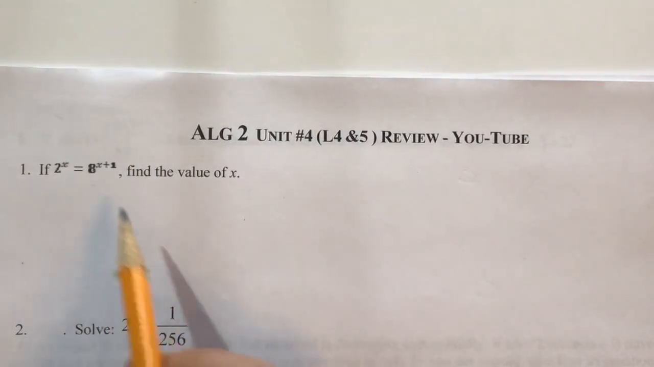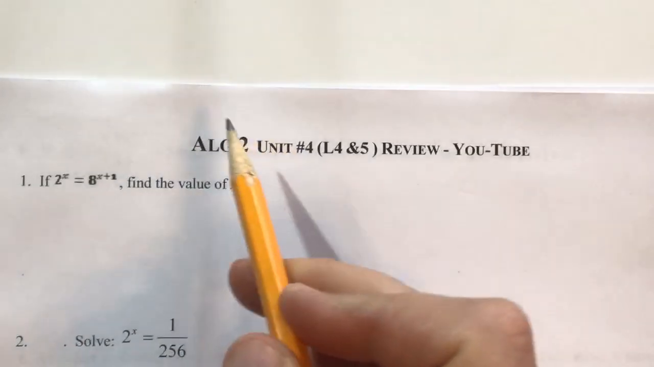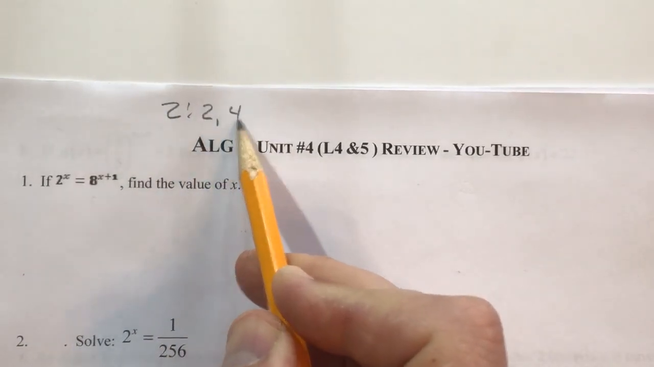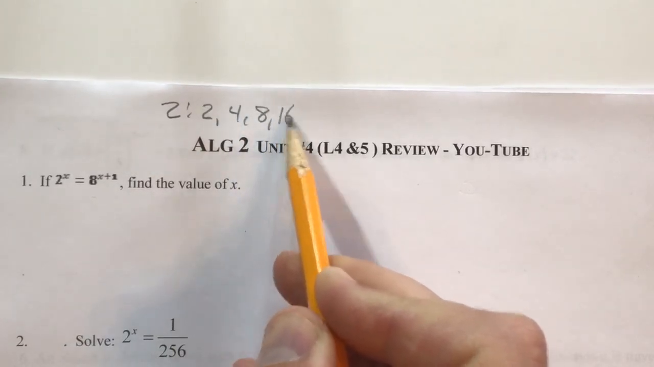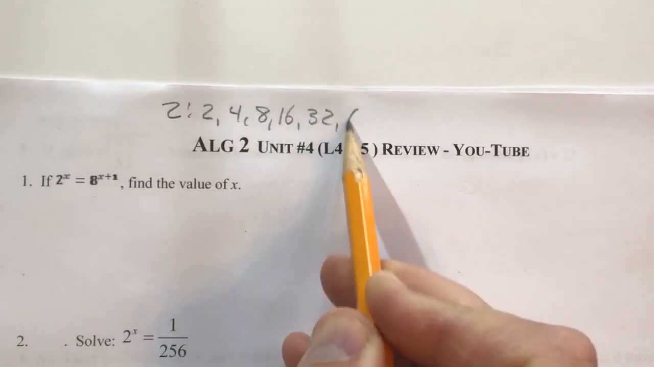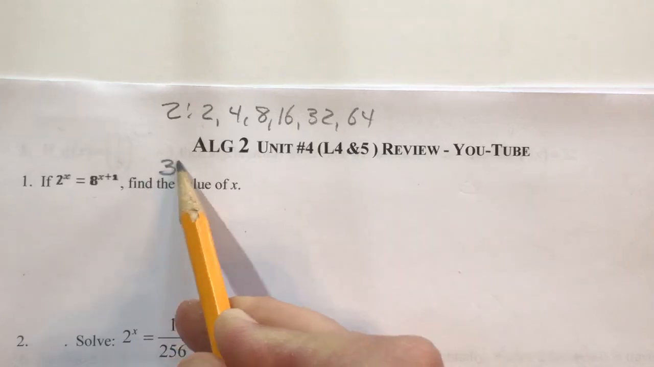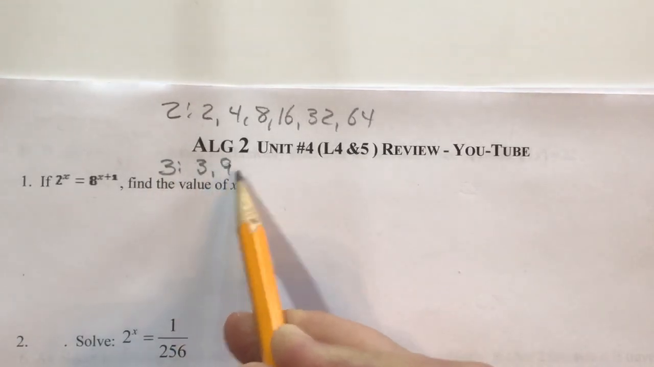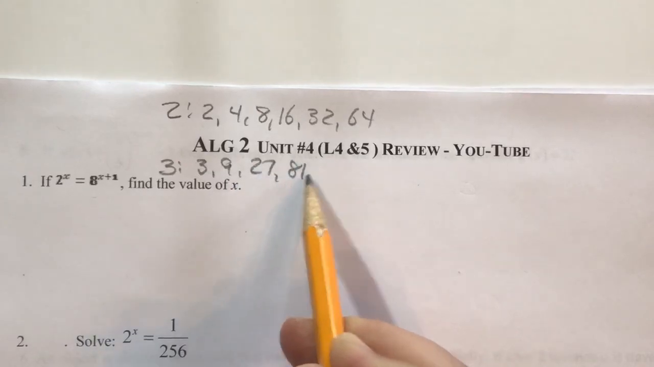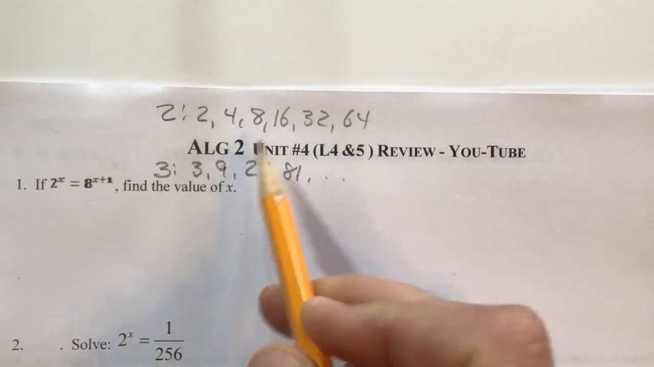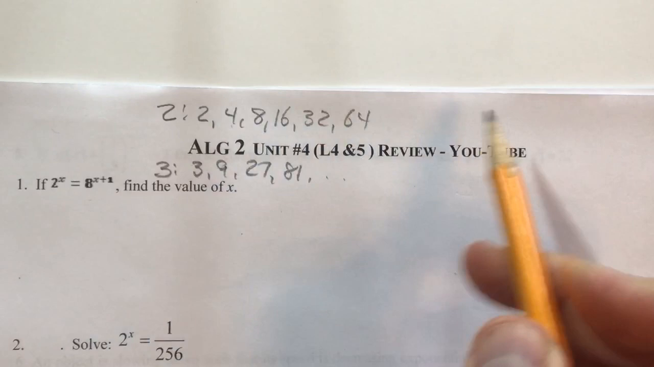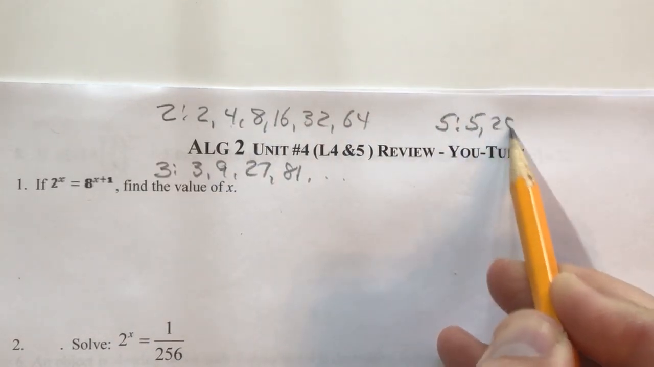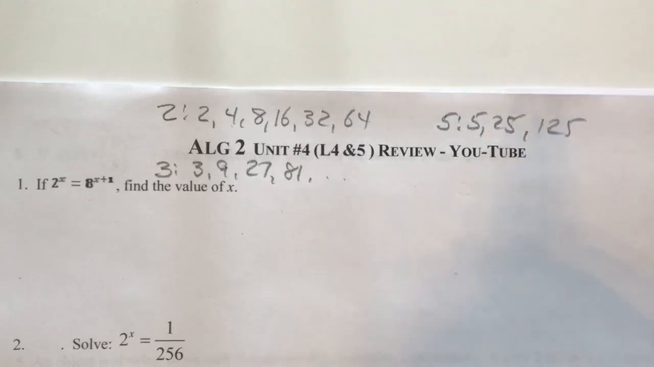We're going to solve using a common base. A quick review of powers of 2: 2, 4, 8, 16, 32, 64. You might want to write down some of the powers of 3 as well: besides 3, we have 9, 27, 81. Powers of 4 and powers of 5 are useful too. Sometimes you're going to use 5, 25, or 125.